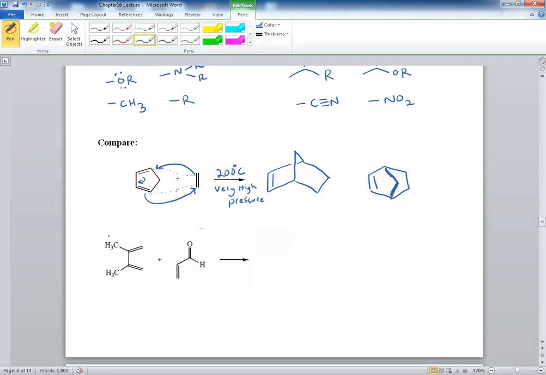Whereas if you have this and you have EDGs here, electron donating groups, so this makes the whole diene electron rich. And of course, what you have here is you have an electron withdrawing group. So this makes it electron poor. All you need is 30 degrees Celsius and ATM, atmospheric pressure. Very nice conditions. And then you would get the product. Once again, let's show you.